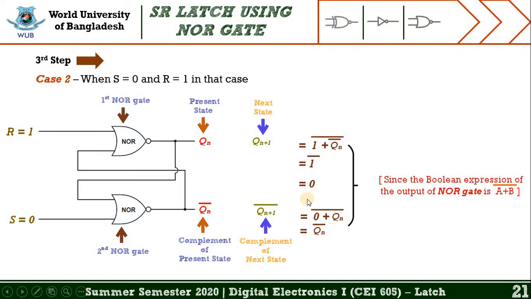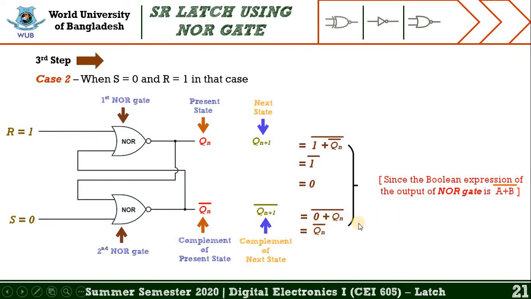Well, and if you look at the lower NOR gate, then you may find there are also two inputs. One is 0 and another one is Qn, or you can say the present state, which is symbolized by Qn. And if you look at the complement of the next state, then you may find 0 OR Qn, whole bar, which gives us Qn bar.